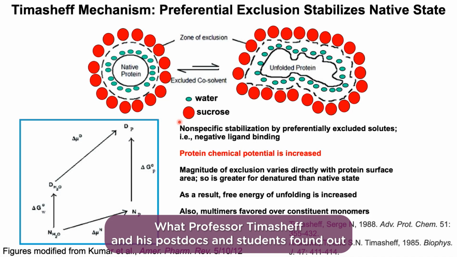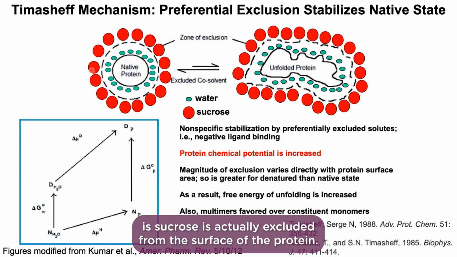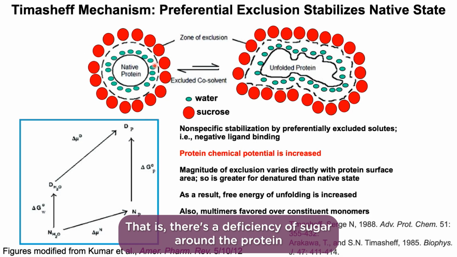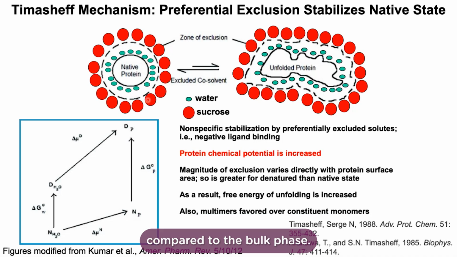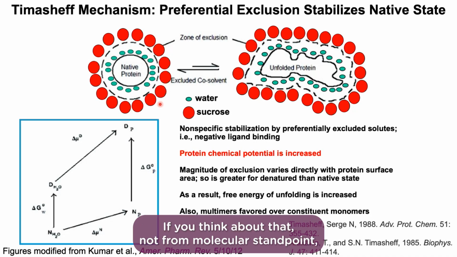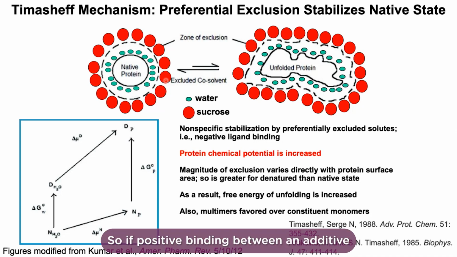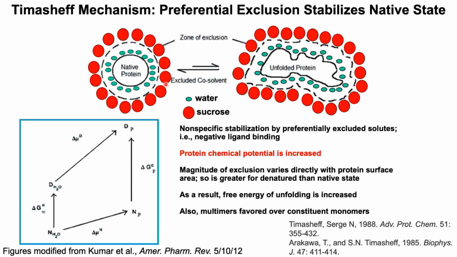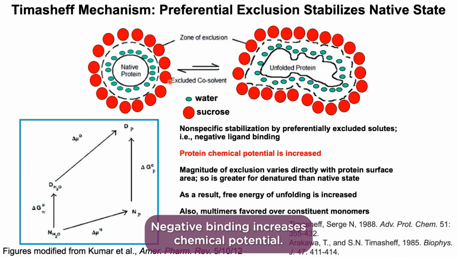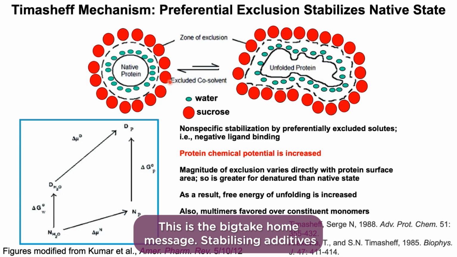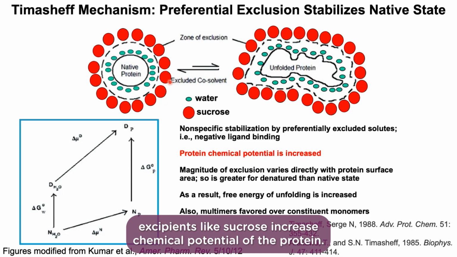What Professor Timasheff and his postdocs and students found out is sucrose is actually excluded from the surface of the protein. That is, there's a deficiency of sugar around the protein compared to the bulk phase. If you think about that, not from a molecular standpoint, but from the thermodynamic standpoint, that's negative binding. So if positive binding between an additive and a protein reduces chemical potential, negative binding increases chemical potential. This is the big take-home message. Stabilizing additives, excipients like sucrose, increase chemical potential of the protein.